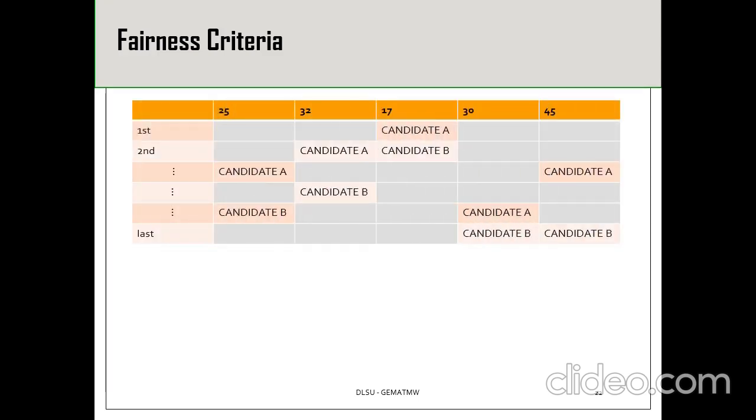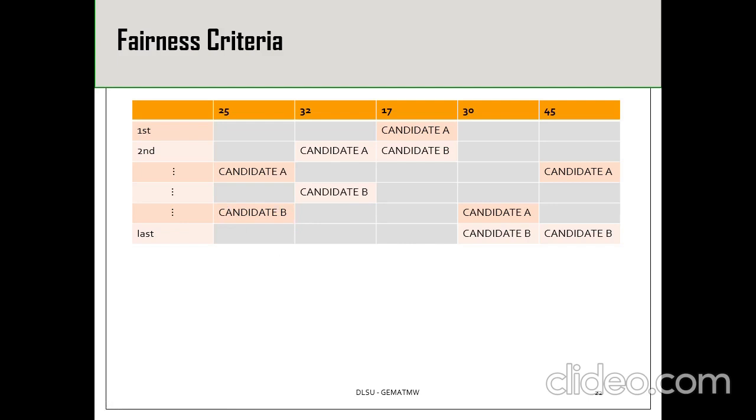For illustration, suppose that we have this many voters: 25, 32, 17, 30, and 45. Notice that every voter prefers candidate A over candidate B. Now notice that in this scenario, candidate B does not have any first place votes. So what can we conclude out of this? Is it possible for candidate B to win under plurality?